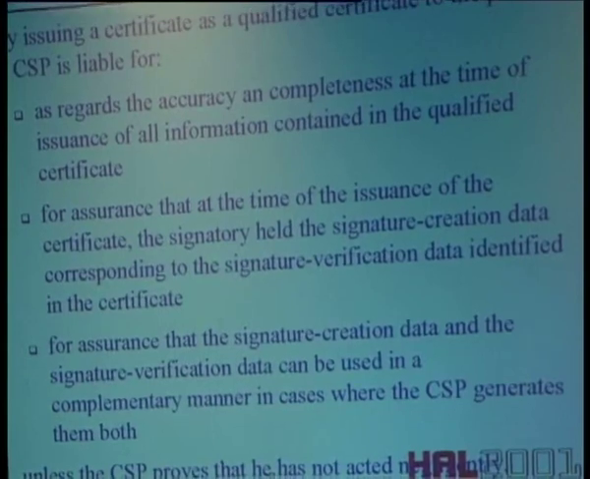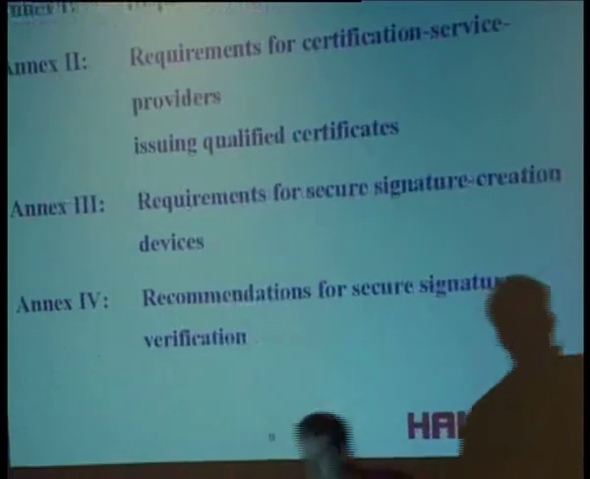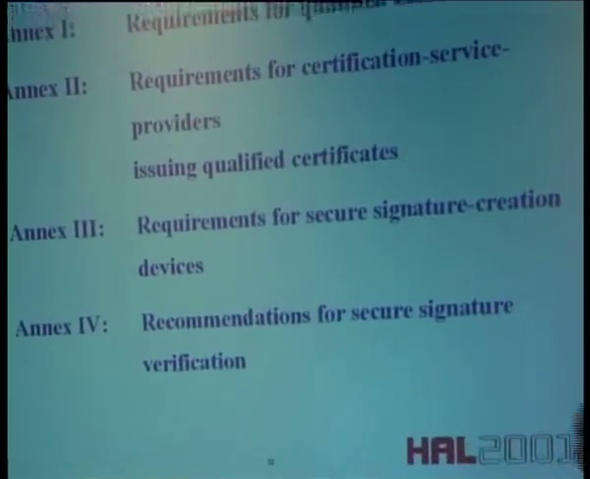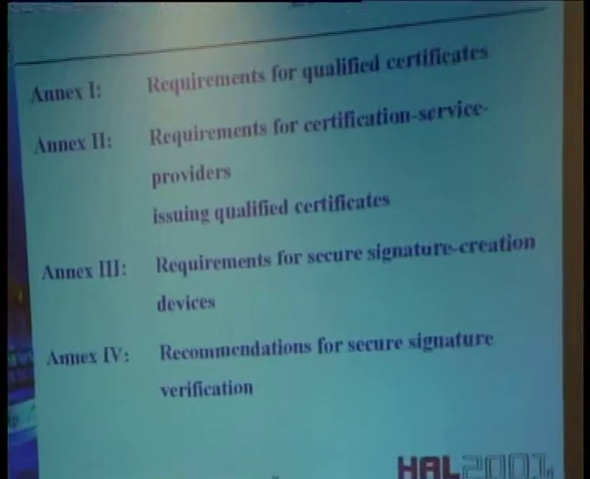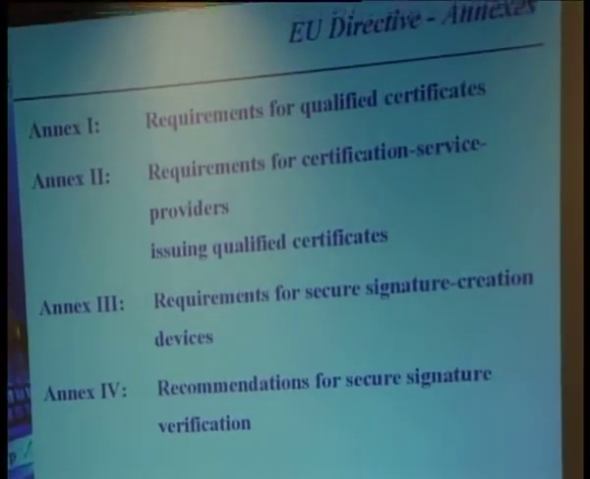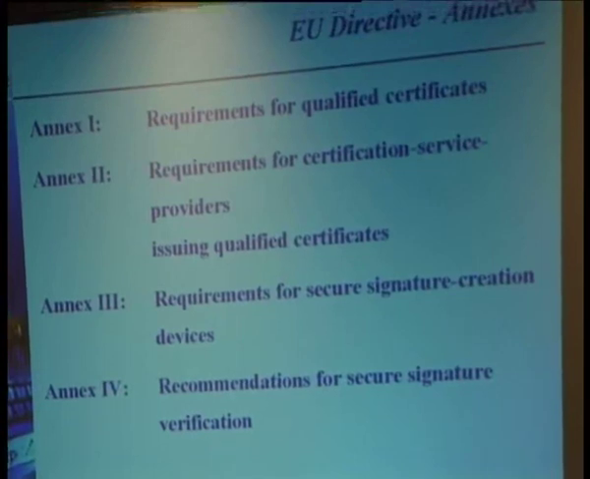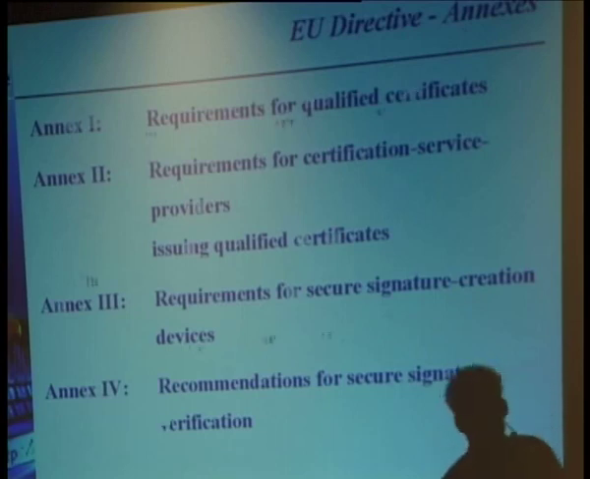So when the certificate service provider generates both the public and private key, they have to make sure that they can work with each other. That's the final signal. So the directive has some annexes. They go into more detail. If you want to have a signature that complies legally, fully with a handwritten signature, you have to make sure that you comply with all these annexes. At the end I have some references where you can find the text.